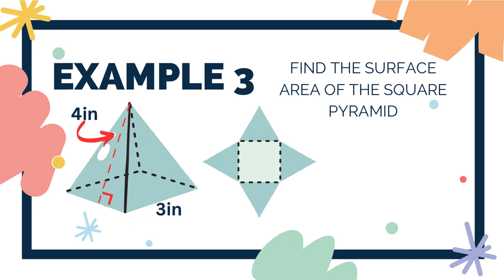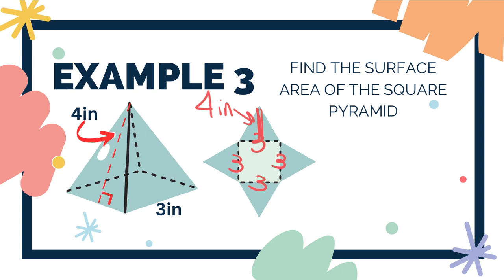And let's think about, what do we know about squares? All sides are the same. So if one side is 3, that means all sides of this square are 3. So I can go to my net and write that each side has a length of 3. 3, 3, 3, 3. And then we also can see that the height of these triangles is 4 inches. So then I can also add to my net that the height of this triangle is 4 inches.